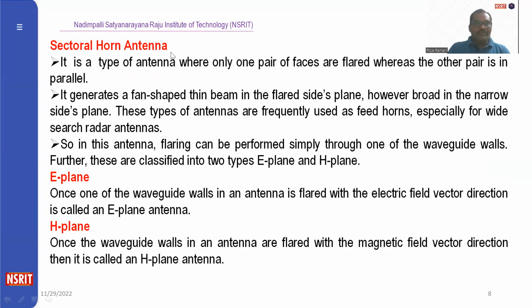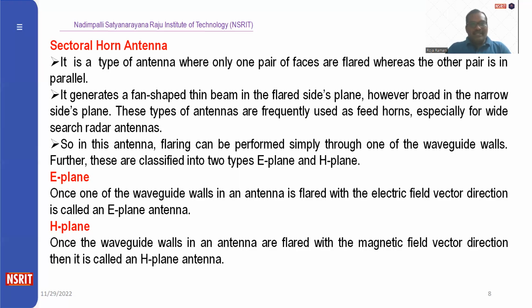Sectoral horn antenna. Previously, we have seen the pyramidal horn antenna, in which both the walls of the waveguide are flared out. But here, in the sectoral horn antenna, only one side of the wall is flared out. Instead of two sides, horizontal and vertical, either horizontal or vertical is flared out. It is a type of antenna where only one pair of faces are flared, whereas the other pair is parallel. It generates a fan-shaped thin beam in the flared side plane, however, broad in the narrow side plane. These types of antennas are frequently used as feed horns, especially for wide search radar antennas.